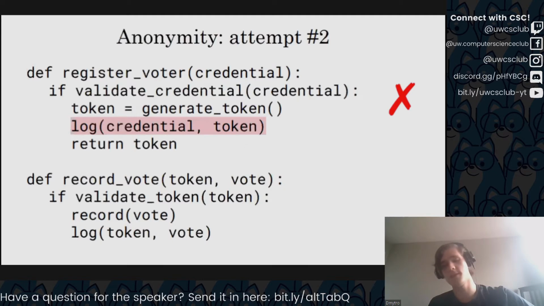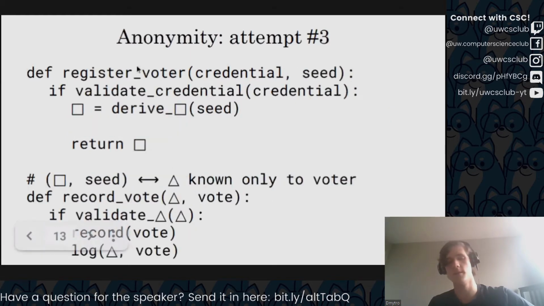And this, though, gives you the right idea, right? The problem is just that this token is the only thing that links the registration and voting. So you just need to disjoin these tokens here and here, like that. So you derive some square token, and then you vote with a triangle token. There needs to be some kind of way that these correspond to each other, and the authority has to be able to check that the triangle is a valid token, but the authority shouldn't be able to figure out how they're linked.